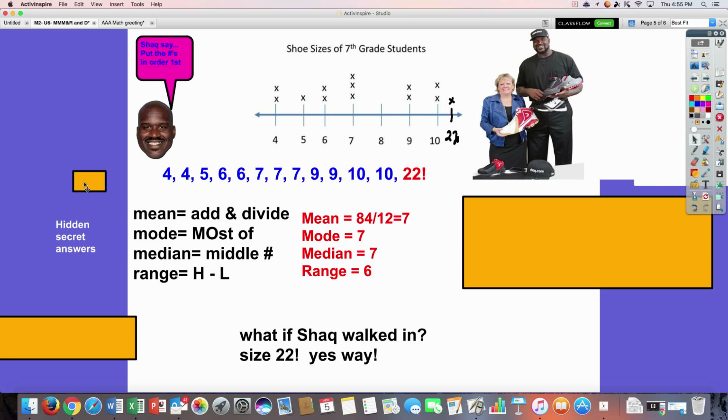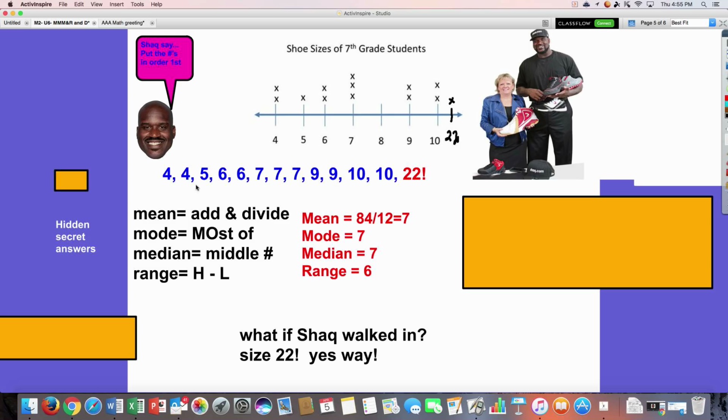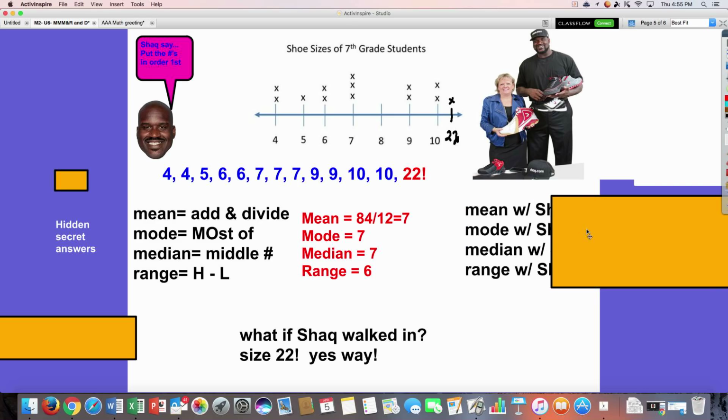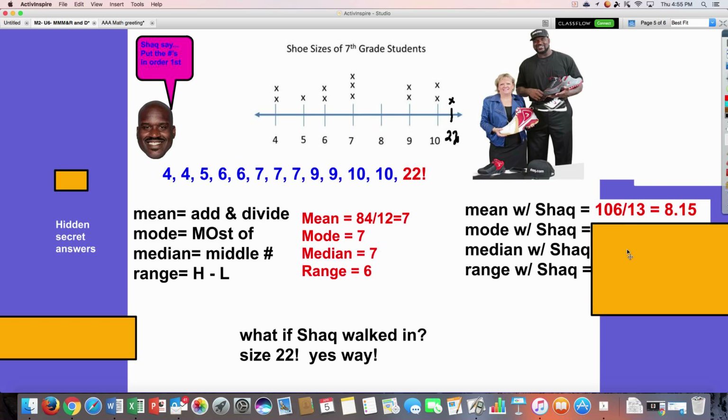So we add Shaq's shoe in there, right? So now we've actually got how many? 13 numbers. But this is 22. Let's see if we can recalculate all this. The mean with Shaq, well, I add them all up. It's a lot higher. It's 106. Divided by 13, the mean went from 7 to 8.15. You see how one person could totally adjust the data?